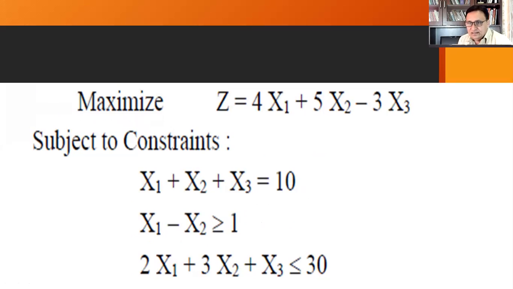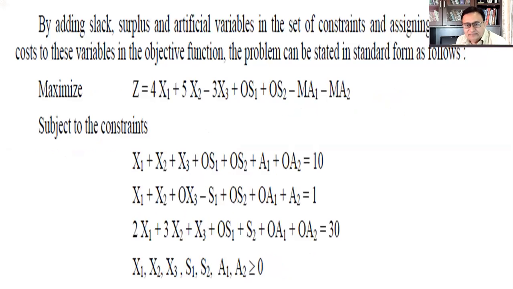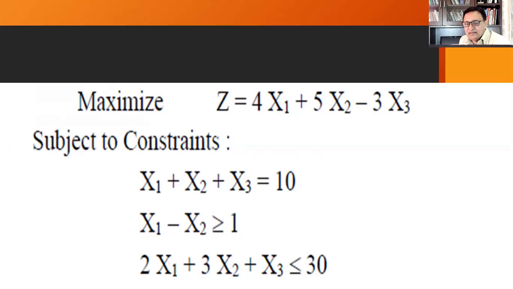When we revise this problem by introducing slack variables, surplus variables and artificial variables, in the first constraint we have only the three variables x1, x2 and x3, and it is of equal to type. In the second constraint we have x1 minus x2, which is of greater than or equal to type. Here we have to introduce an artificial variable. The third constraint is of less than or equal to type. So two artificial variables will be required: one for the constraint of equal to type, and one for the constraint of greater than or equal to type. In the third constraint there is no need to introduce any artificial variable.